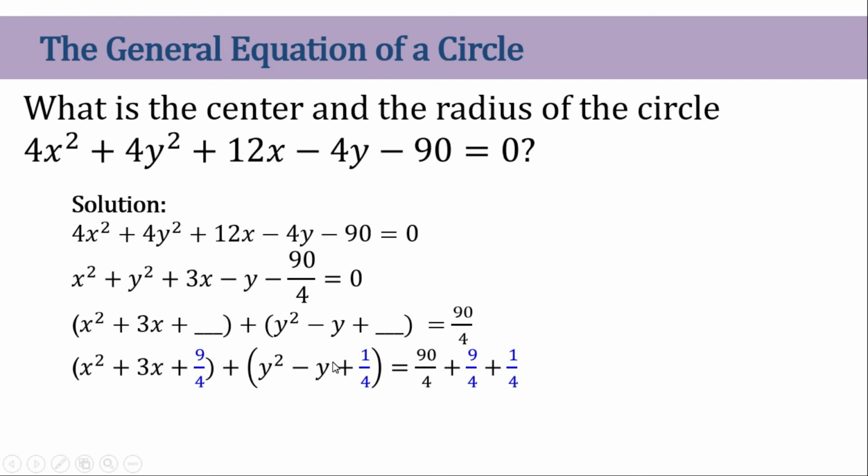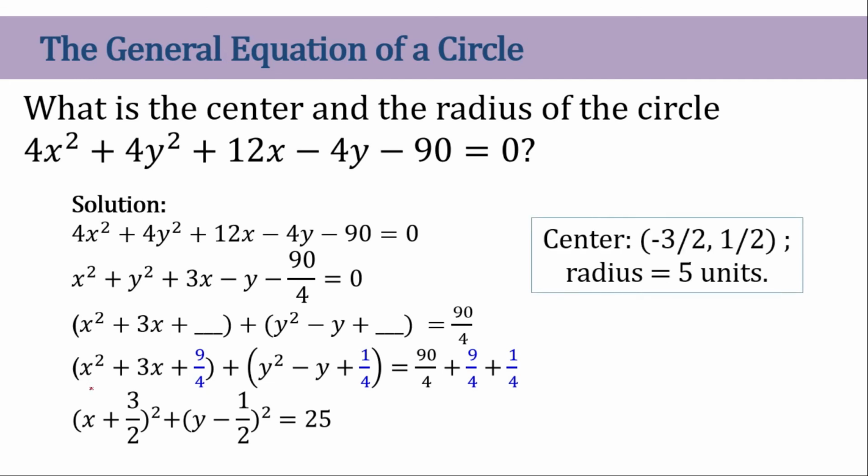Right after, let's transform this into a binomial squared. And this one will become 90 plus 9, 99 plus 1, 100, divided by 4, that is 25. So now we have our center that is negative 3 over 2, comma 1 half. And the square root of 25, that is 5 units for our radius.